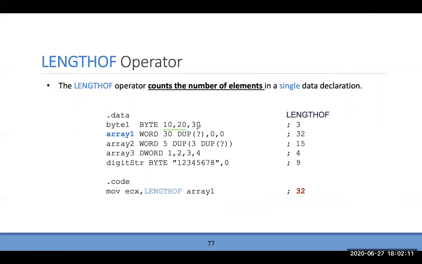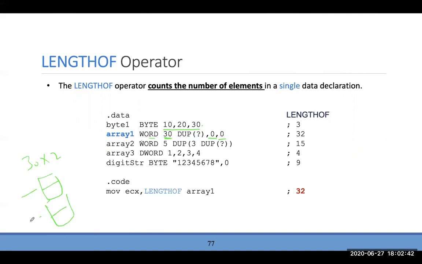Okay, this is LENGTHOF. If you give this list and ask what the length is, it's going to be 3. What's the length of this word array? We know it's 30, so 30 by 2, right? You with me, guys? This is going to be 30 elements, and another 2 elements. We are talking about number of elements, each element of size 2.